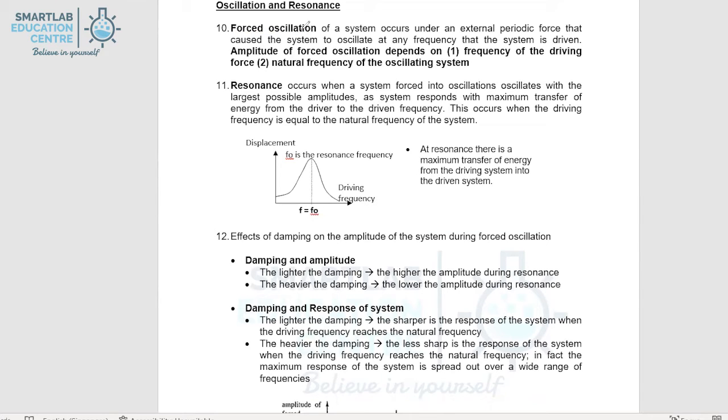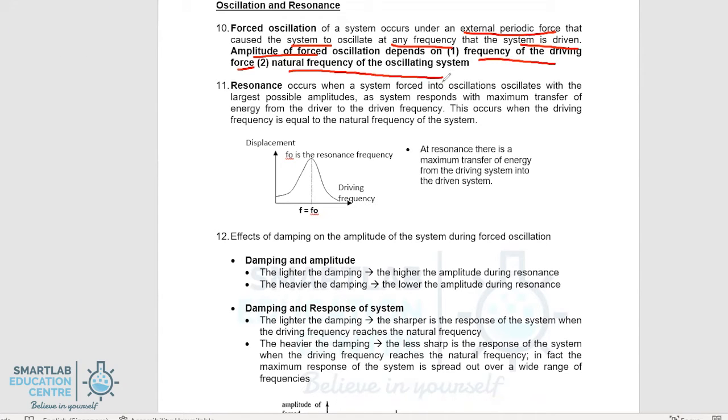Next, we'll now take a look at forced oscillation. Unlike free oscillation, in the case of forced oscillation, the system is being exposed to an external periodic force that causes the system to oscillate at any frequency that the system is being driven. So the amplitude of a forced oscillation depends first on the frequency of the driving force and also the natural frequency of the oscillating system. And the natural frequency, as we explained earlier, is actually the frequency of the free oscillating system.